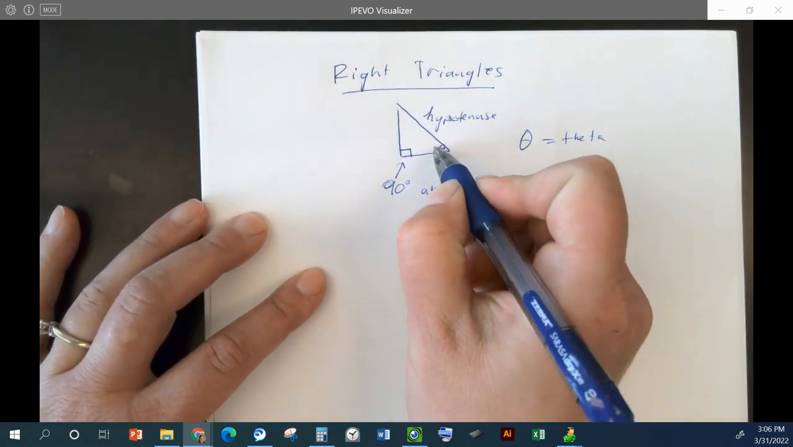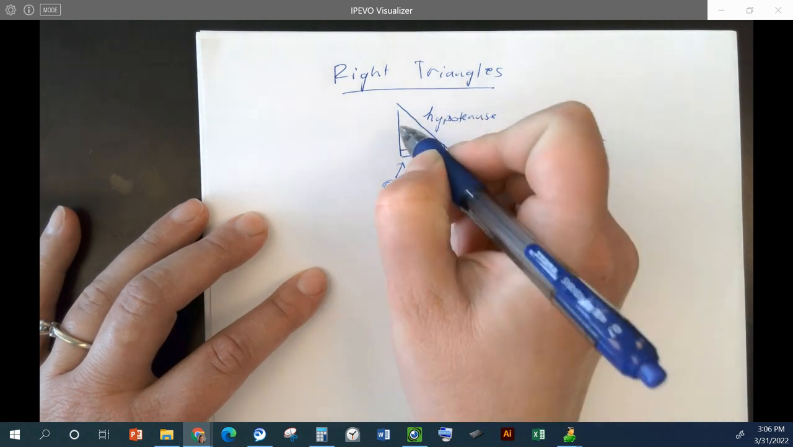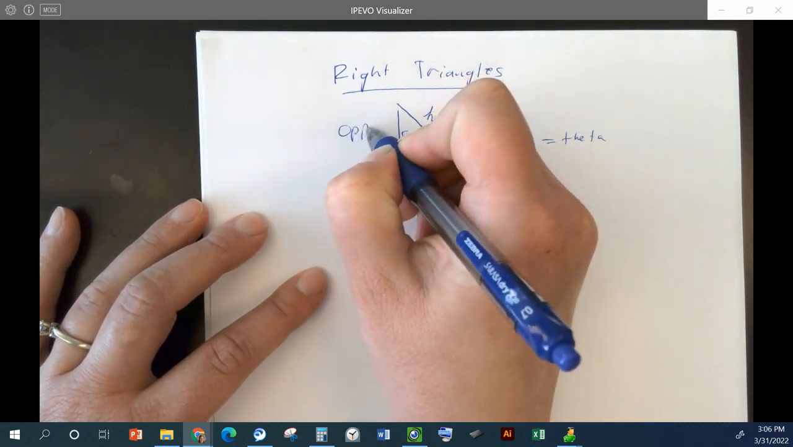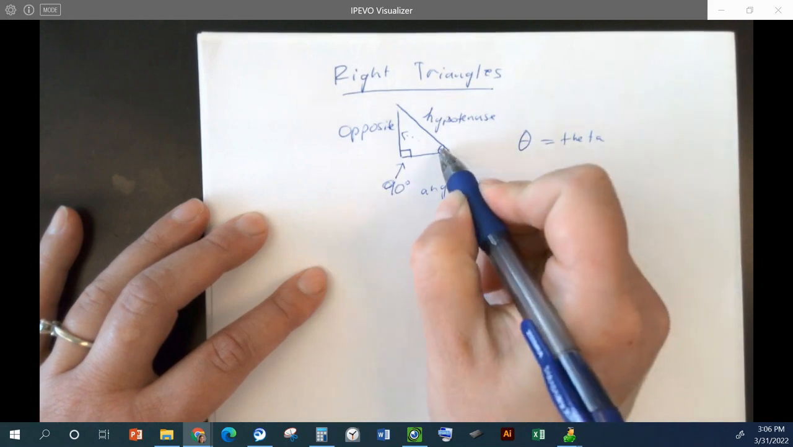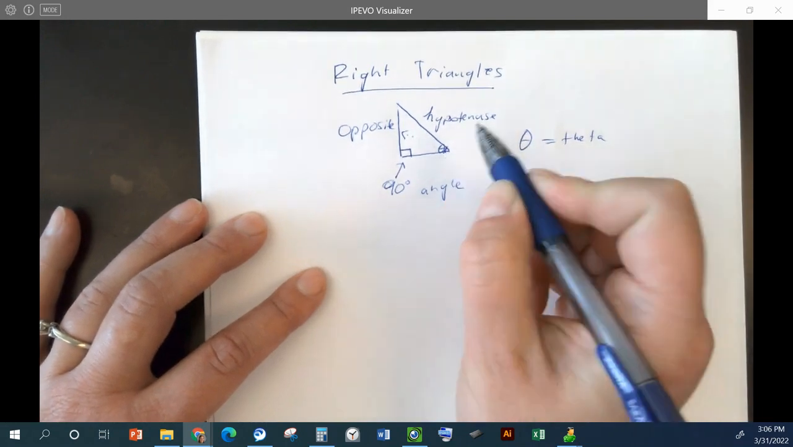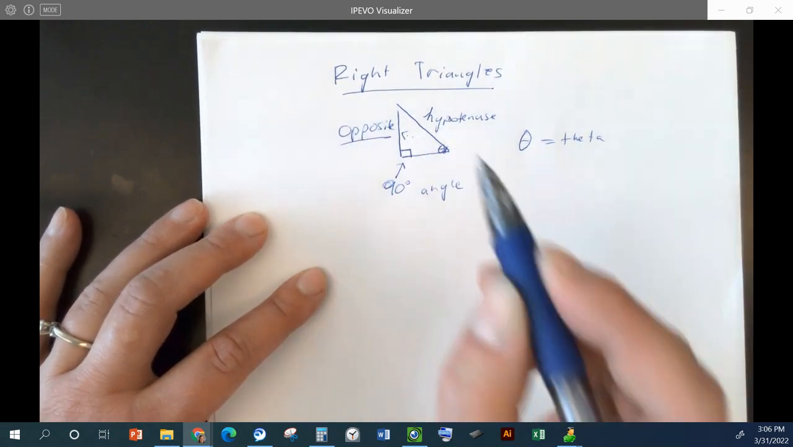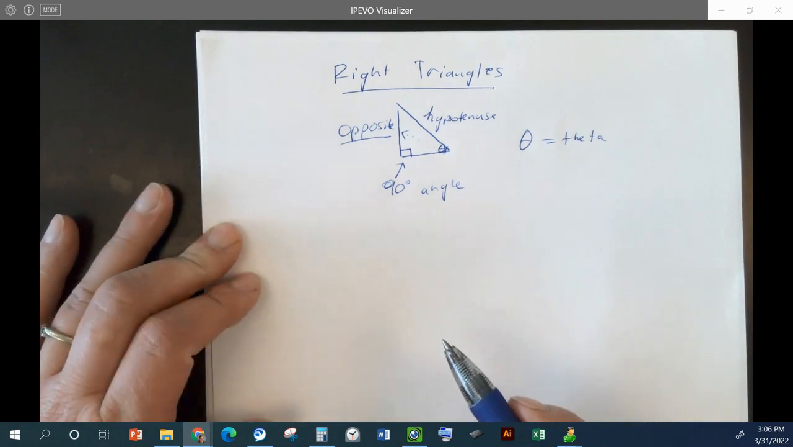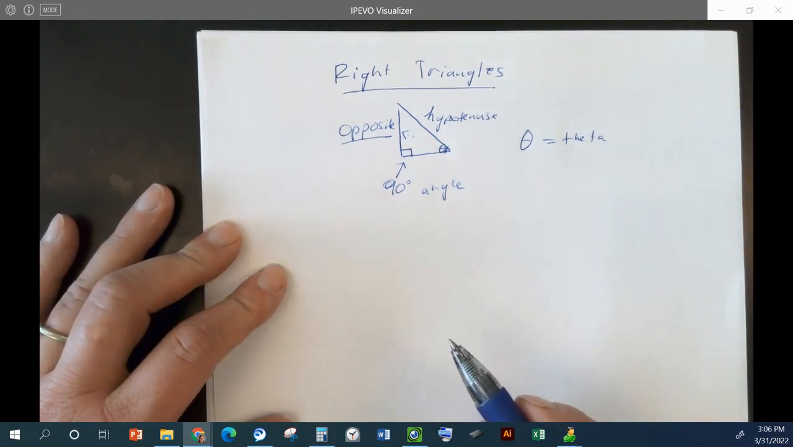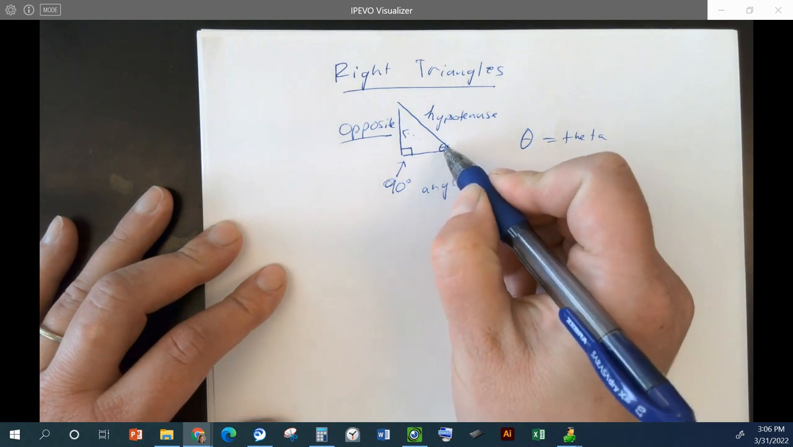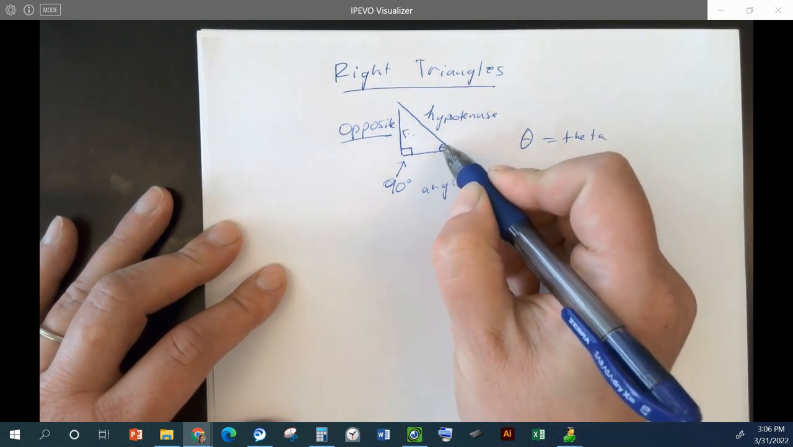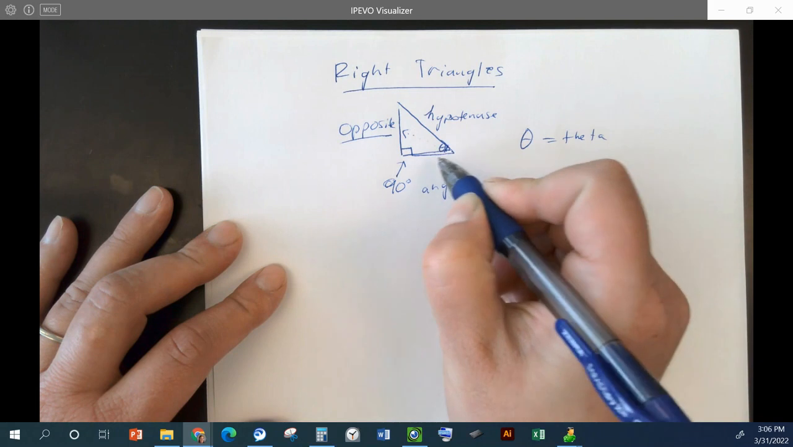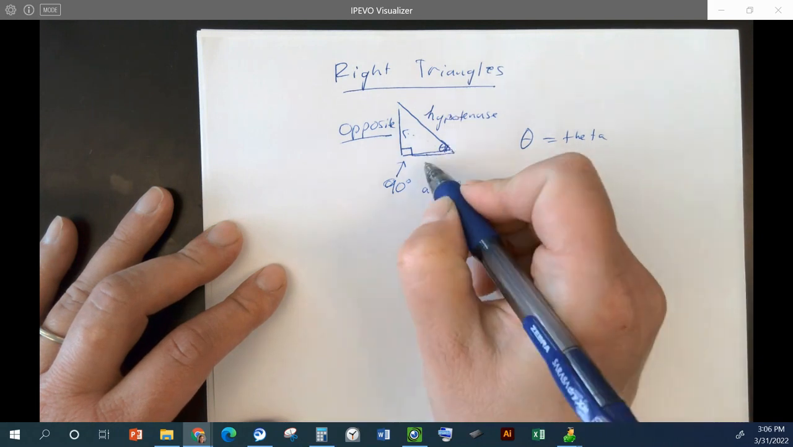So we've got this side, this is called the opposite side. So if I'm looking at this angle, then the side that's across from that angle is called the opposite side. That makes sense. The one that's right below that angle, that's not the hypotenuse, but it makes up the other side of that angle, this is called the adjacent.